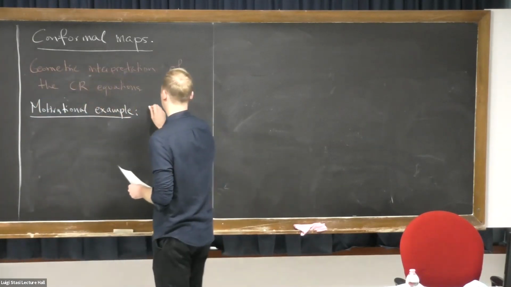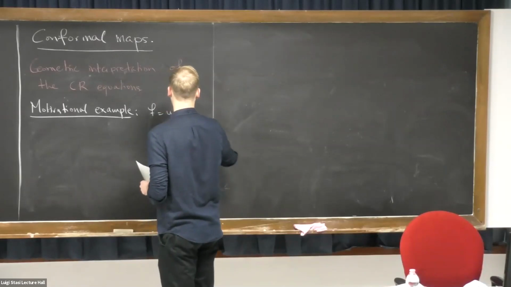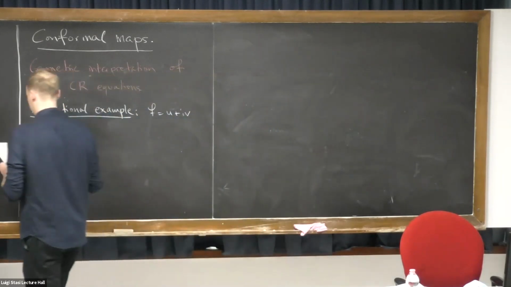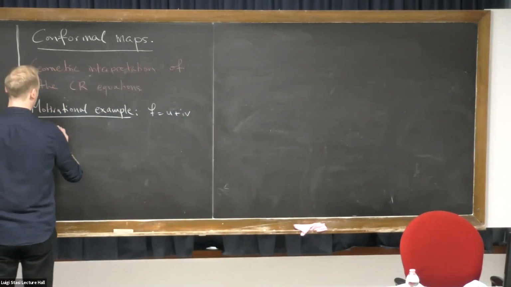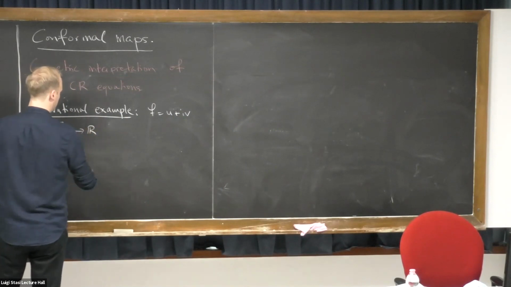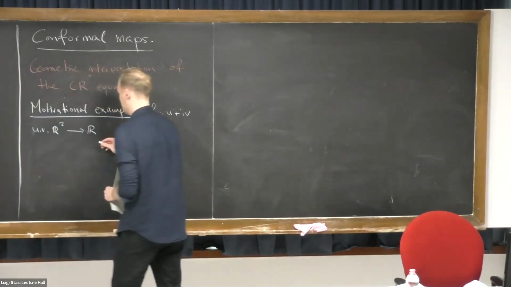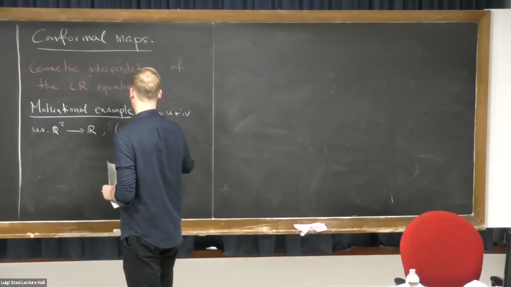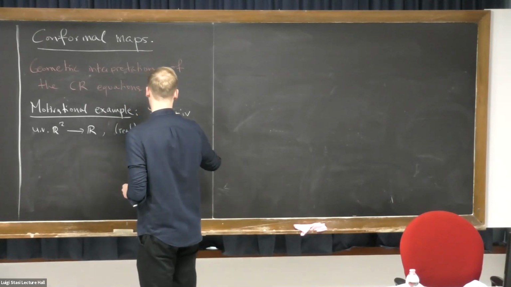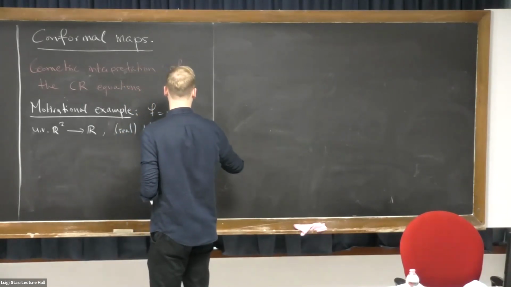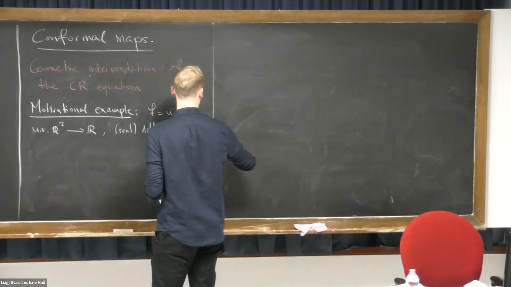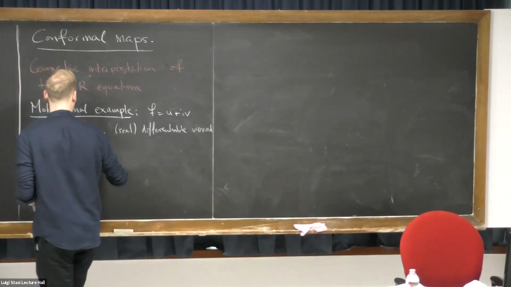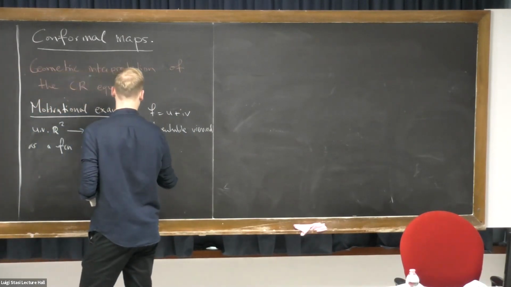So as a motivational example, let us consider, as we are used to, f, which we write as u plus iv. So u and v as usual are real valued functions on R2. And let's assume that this one is real differentiable, viewed as a function from R2 to R2.